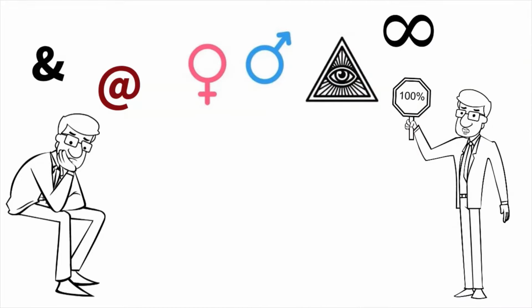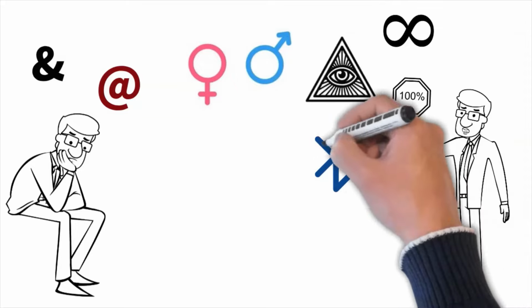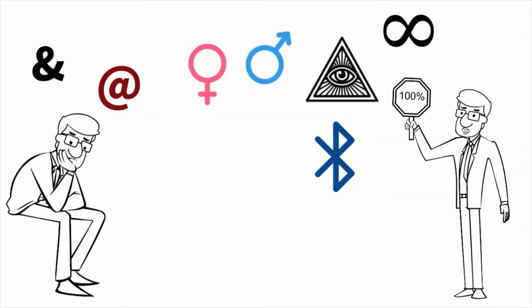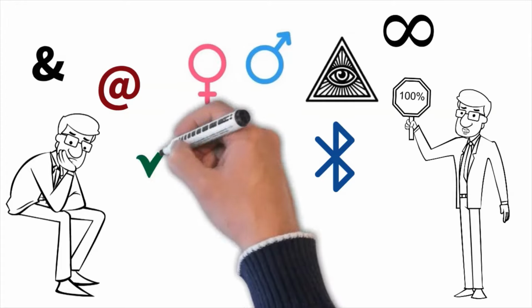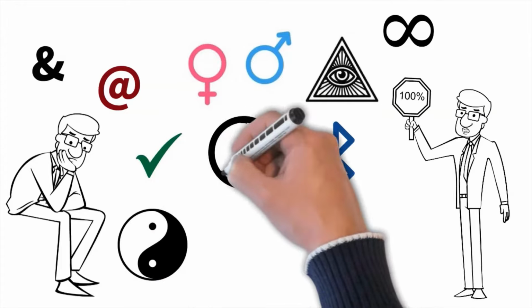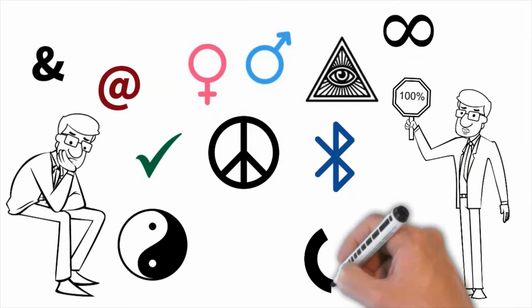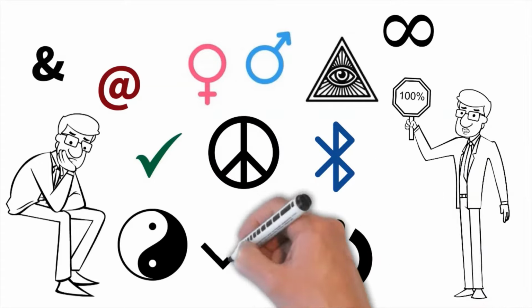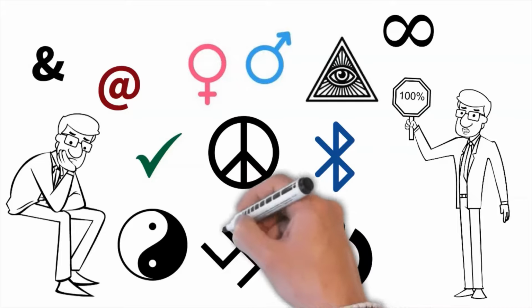And if you were old enough, and from the IR generation, you would have used this much more than now. The Bluetooth symbol, the right tick symbol, the yin-yang symbol, the famous peace symbol. And you must have seen this before on machines and electronics, the power symbol, and the controversial symbol, the swastika.